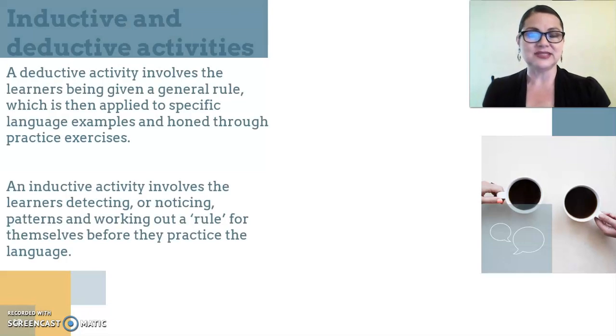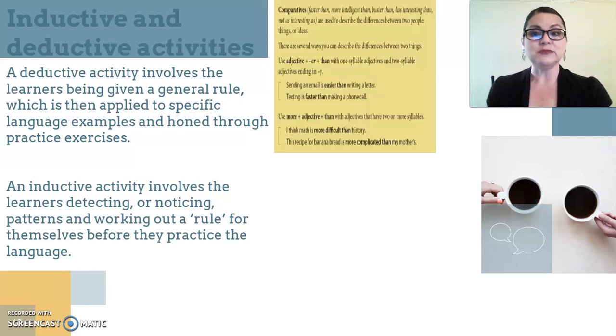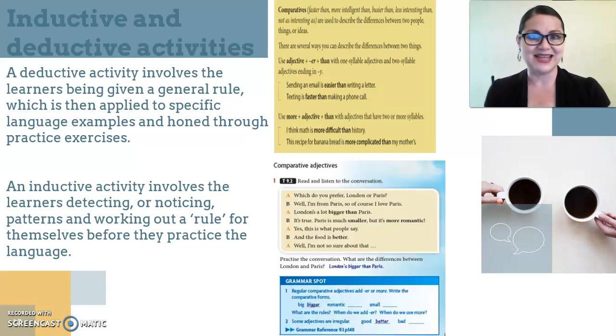Inductive and deductive activities. A deductive activity involves the learners being given a general rule, which is then applied to specific language examples and handled through practice exercises. An inductive activity involves the learners detecting or noticing patterns and working out a rule for themselves before they practice the language.